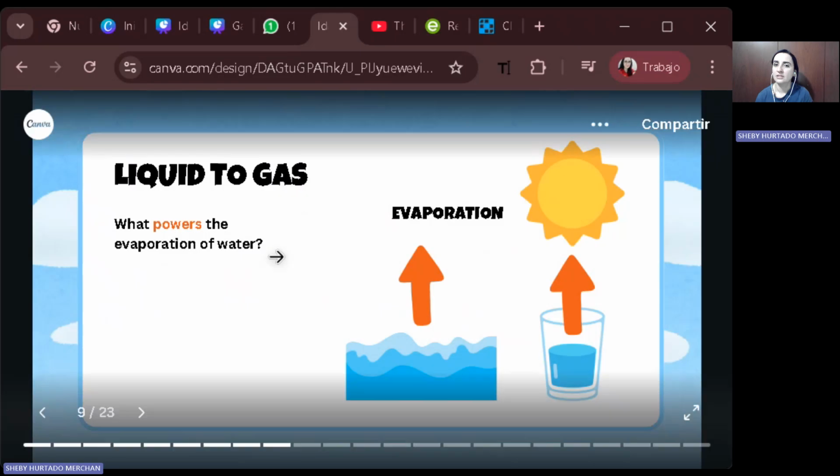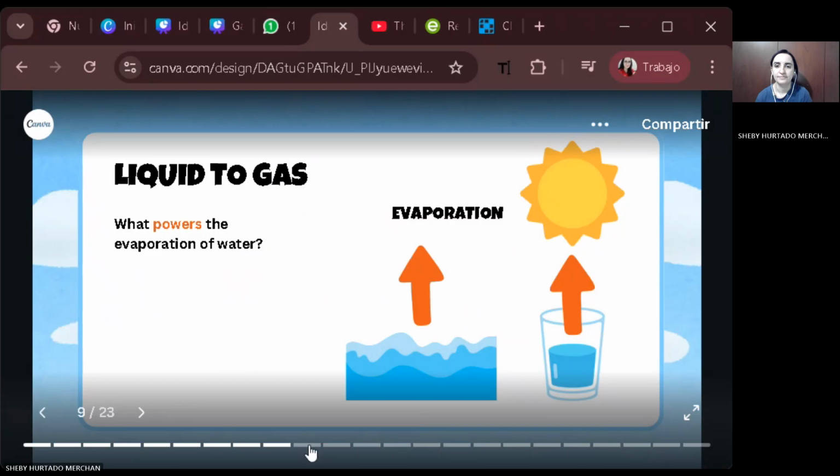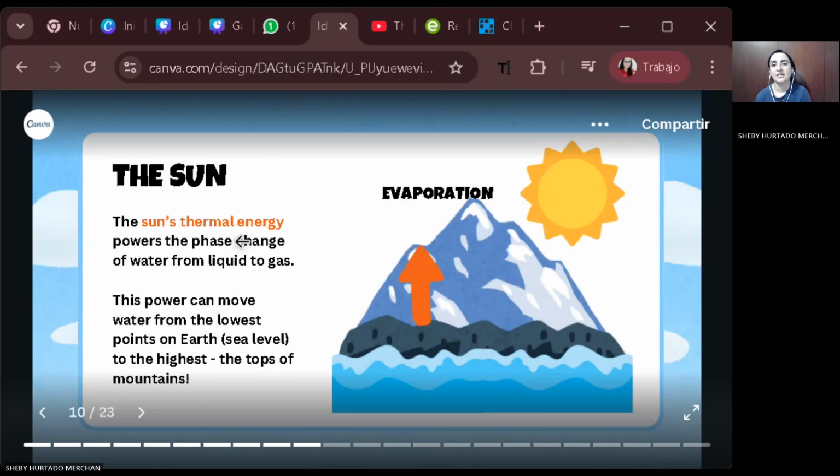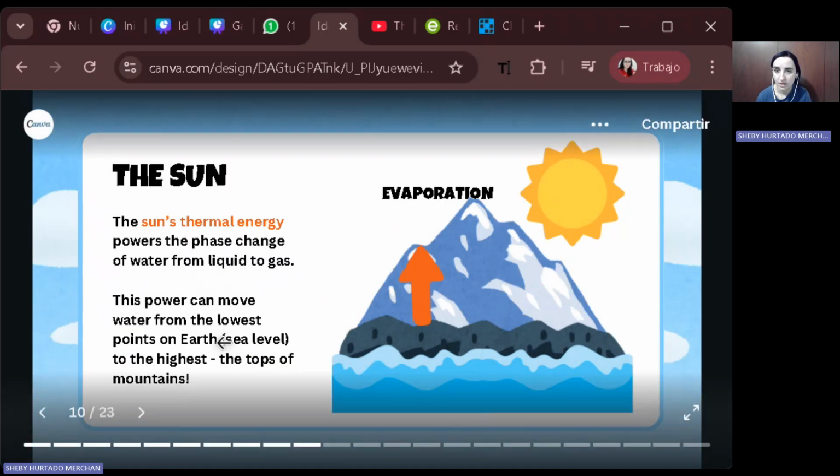What powers the evaporation of water? The sun, in this case. Okay, the sun. Sun thermal energy powers the phase change of water from liquid to gas. This power can move water from the lowest point on Earth, the sea level, to the highest, the top of the mountain.